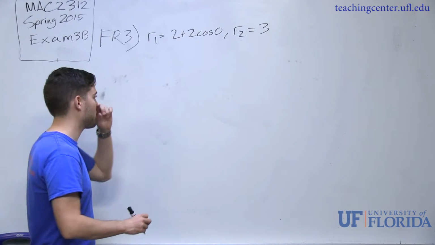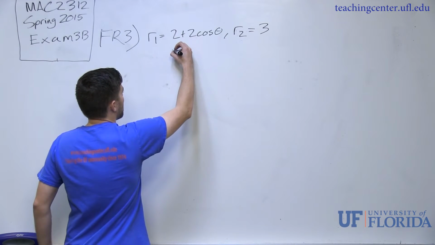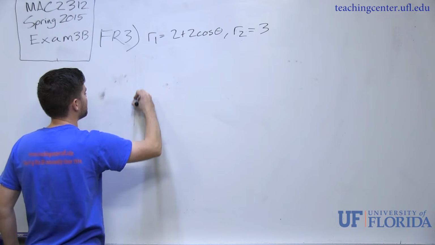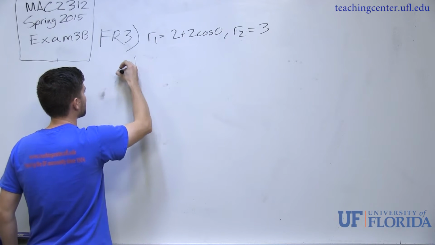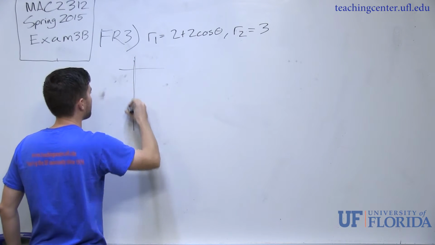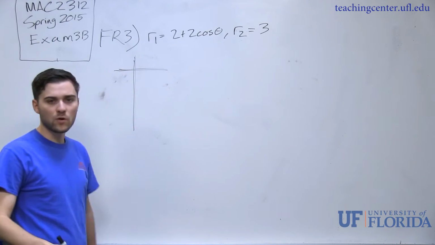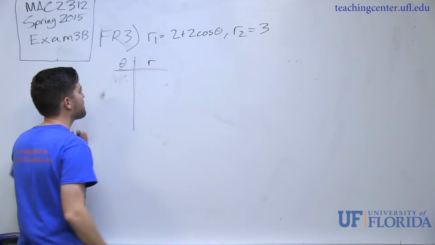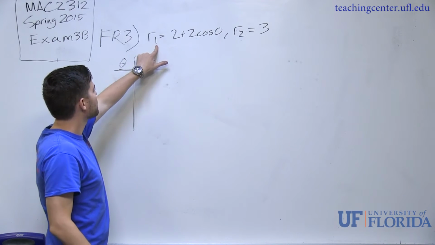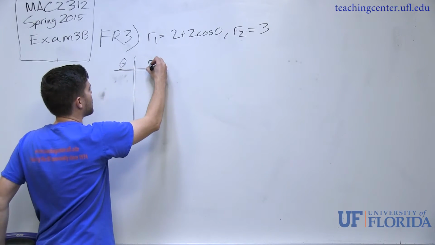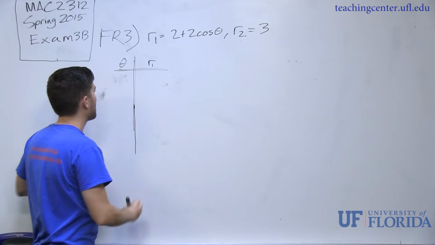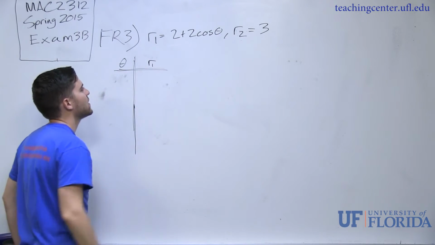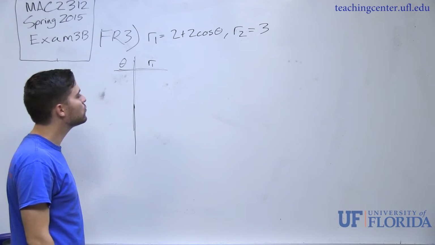So let's go ahead and graph them. First off, what I'm going to do is find values that I can plug into a graph. So I'm going to make a theta, R chart. First, I'll look at R1. So I'll call this chart theta and R1. R1 is equal to 2 plus 2 cosine theta.